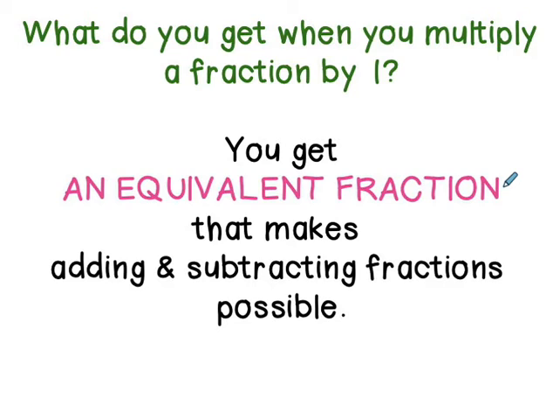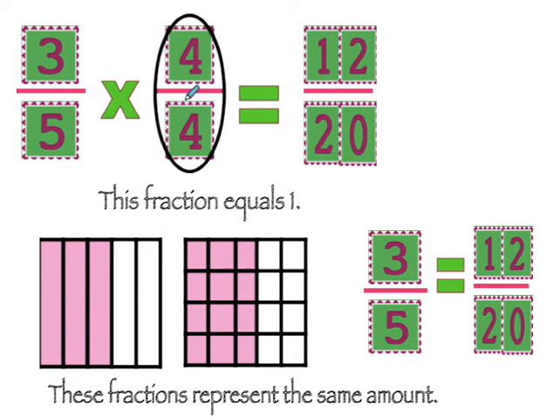So when we multiply a number or a fraction by 1, we're going to get an equivalent fraction, which will make adding and subtracting fractions with different denominators possible. So if we look at the fraction 3/5, if we multiply it by 1, or 4 over 4, we end up with the fraction 12 over 20. And if we look at the pictures, we can see that 3/5 is actually exactly the same as 12 over 20. And we know that because what we did was we multiplied it by 1 using a fraction 4 over 4.